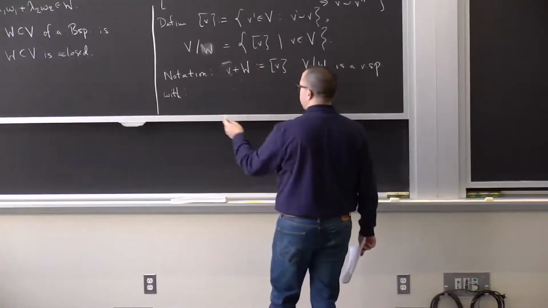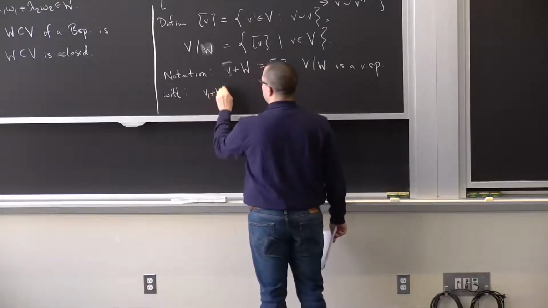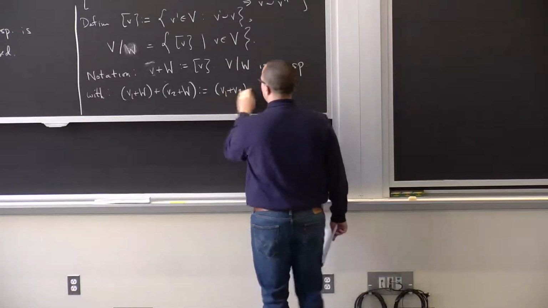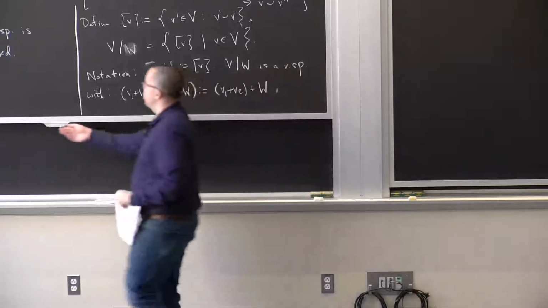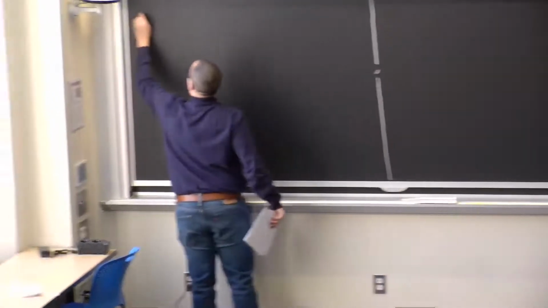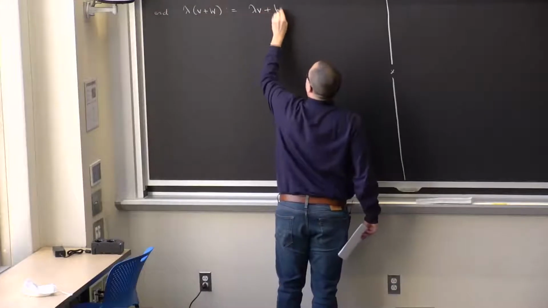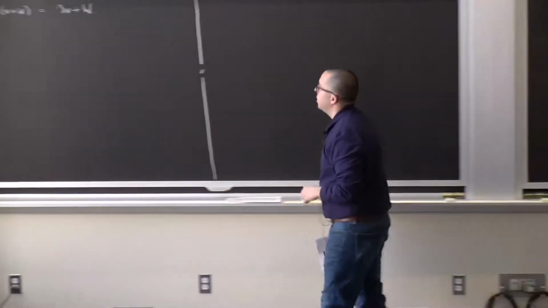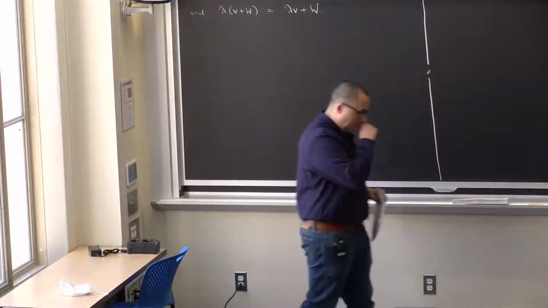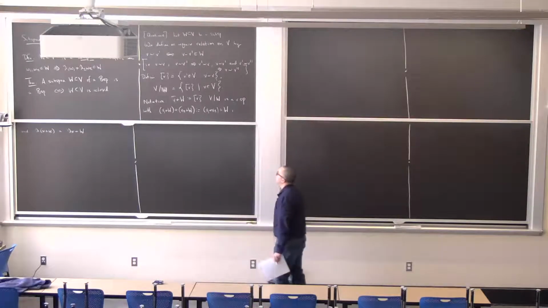with the addition and scalar multiplication operations defined in a natural way, with V1 and V2, and scalar multiplication is just the equivalence class given by lambda times V. Now, you have to take a second and make sure that these operations are well defined, which I'm sure you did in linear algebra. What do I mean by well defined?